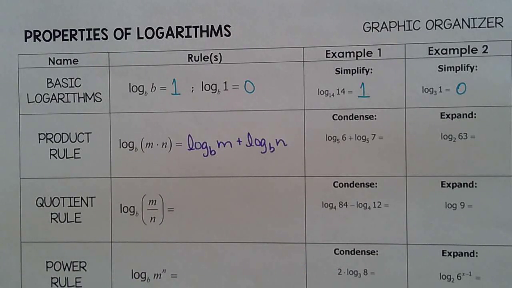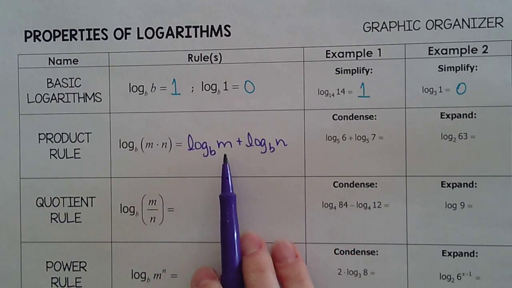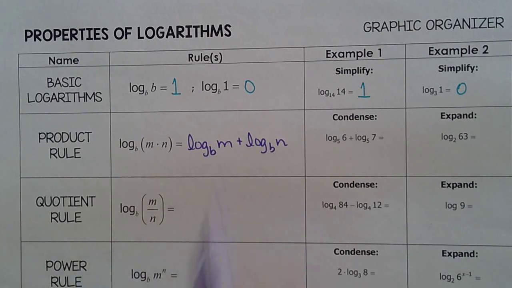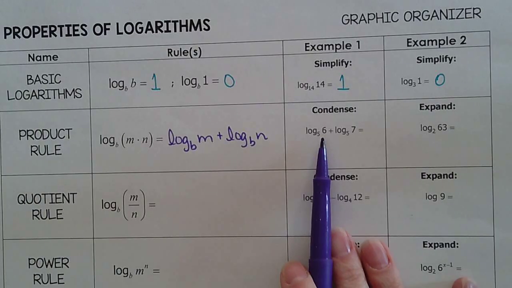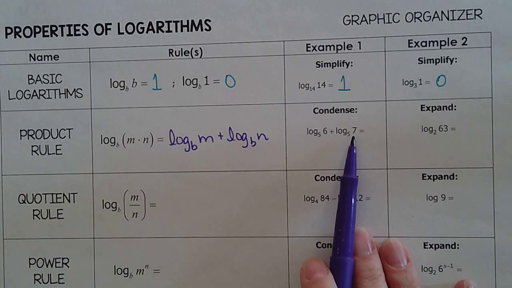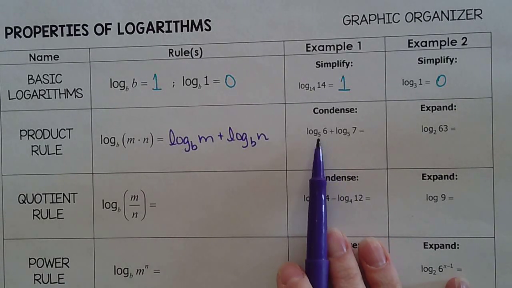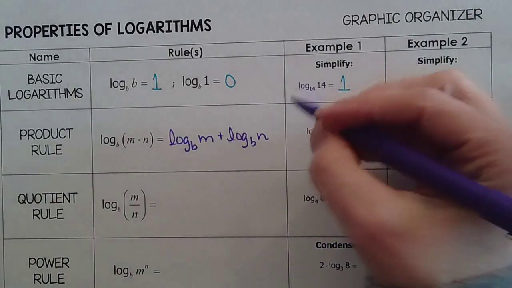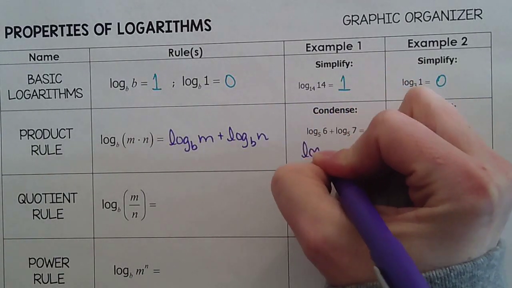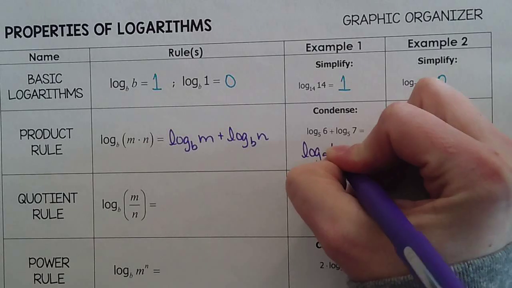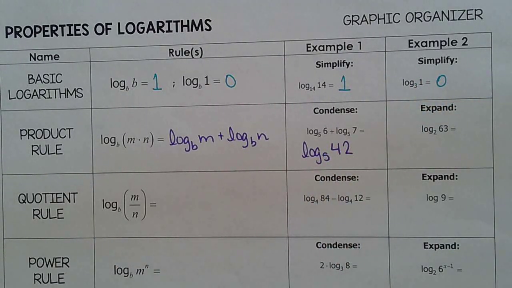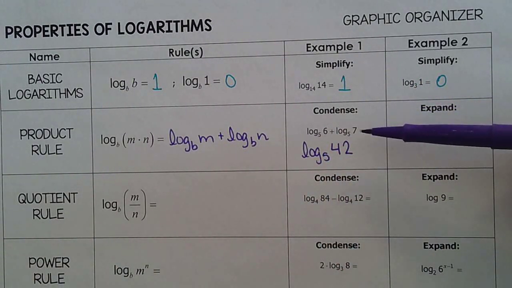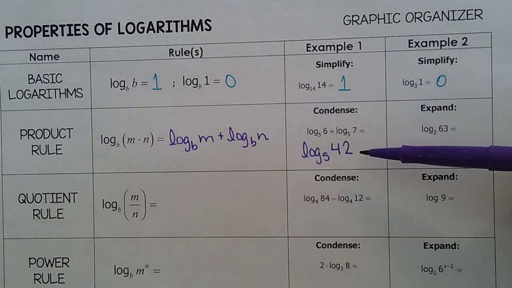When you're asked to expand it, you want everything written out where each value is its own log statement. So we're going to go both directions with this. First, I'm going to condense one. I've got log base 5 of 6 plus log base 5 of 7. I'm just going to verify that my bases are the same. It only works if your bases are the same. I'm going to multiply those two values. Log base 5 of 6 times 7 is 42. So I condensed. I went from 2 log statements to 1.